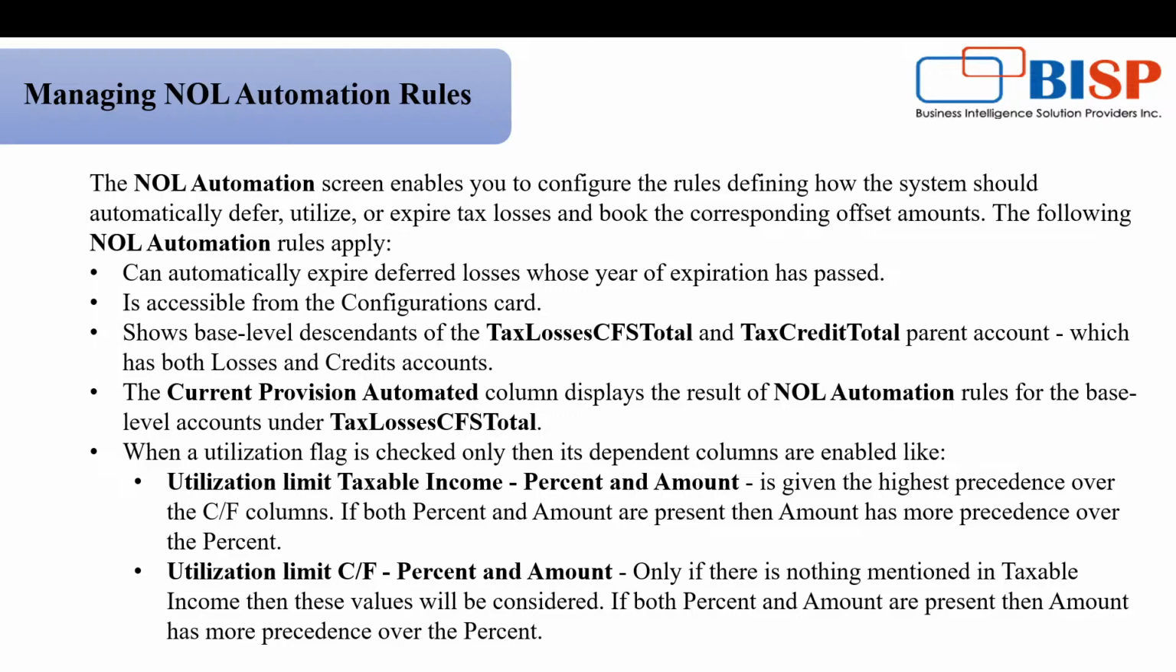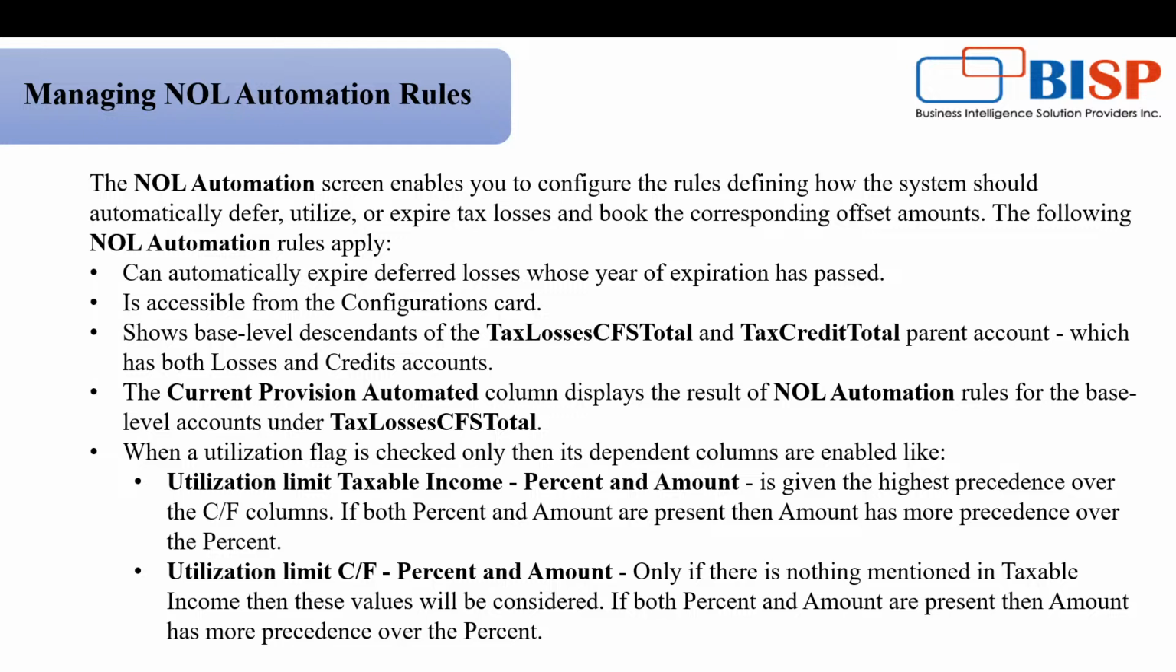So these are some important UI or behavior points. The current provision automation column shows the post automation result for the base accounts, that is under tax losses, CFS total, or the dependent field only enabled when the utilization flag is checked. That is, you must enable the utilization before you can enter the utilization limits, right?